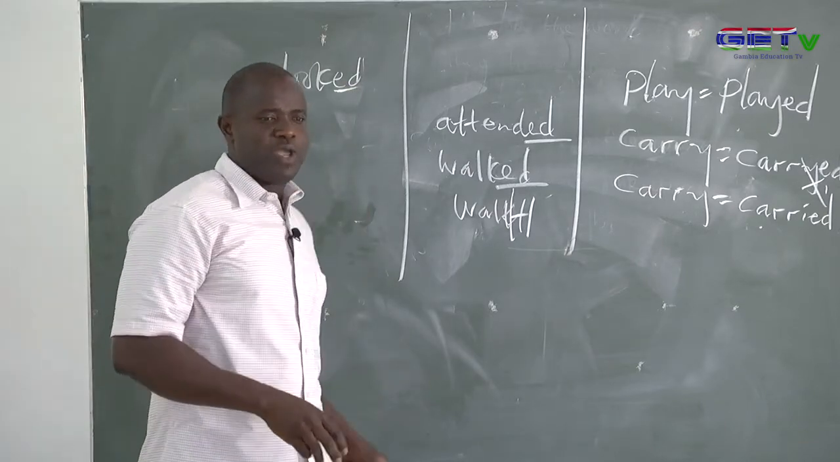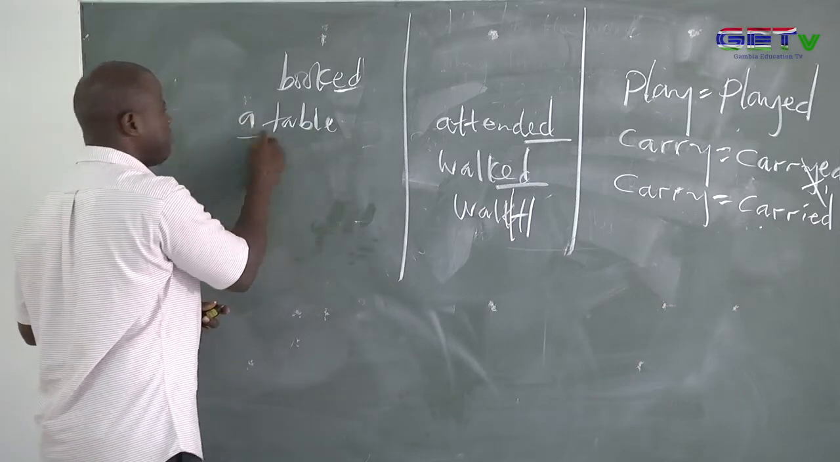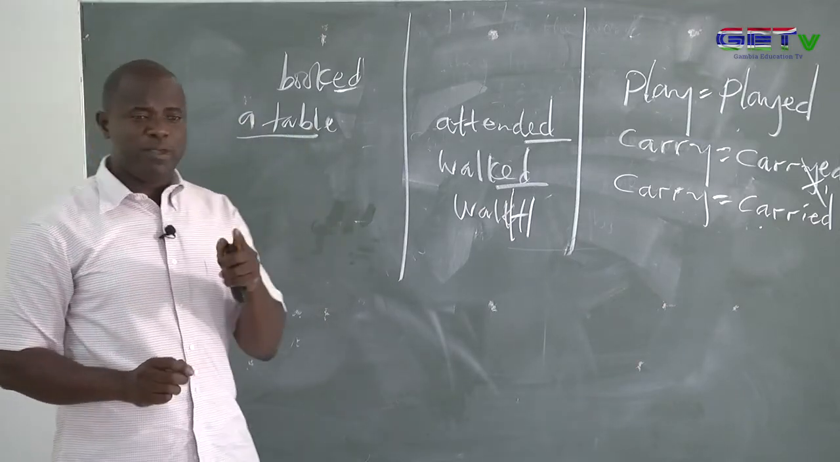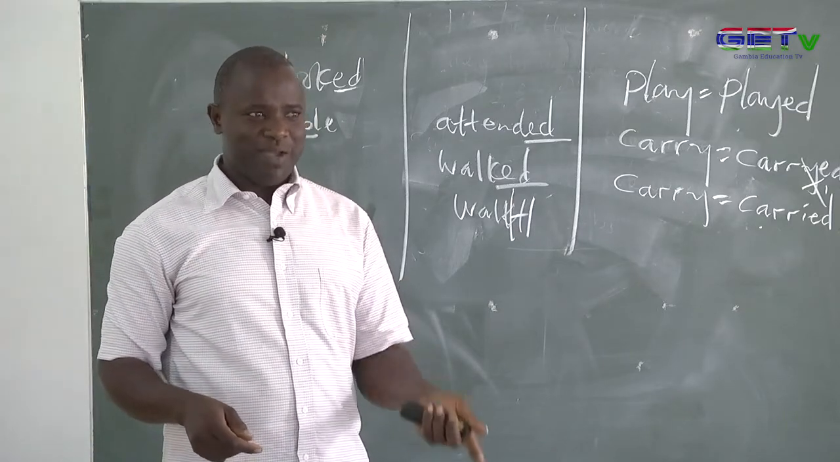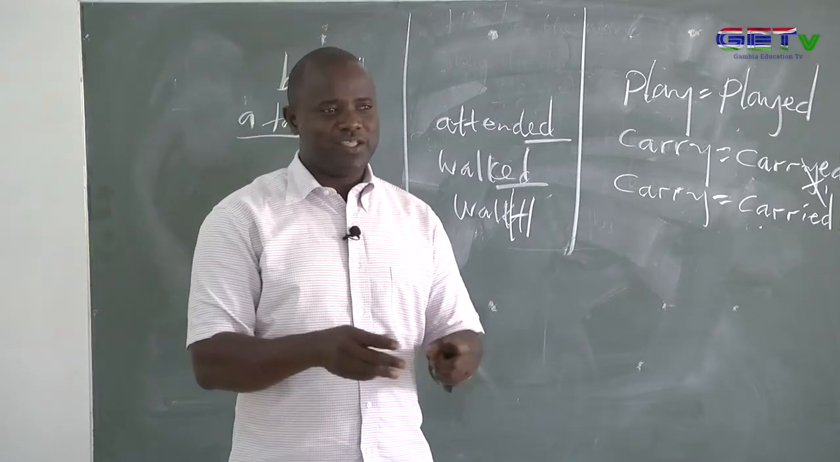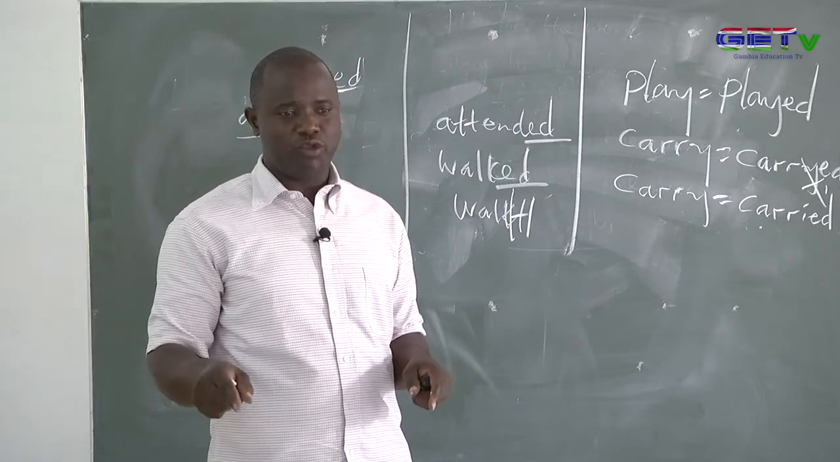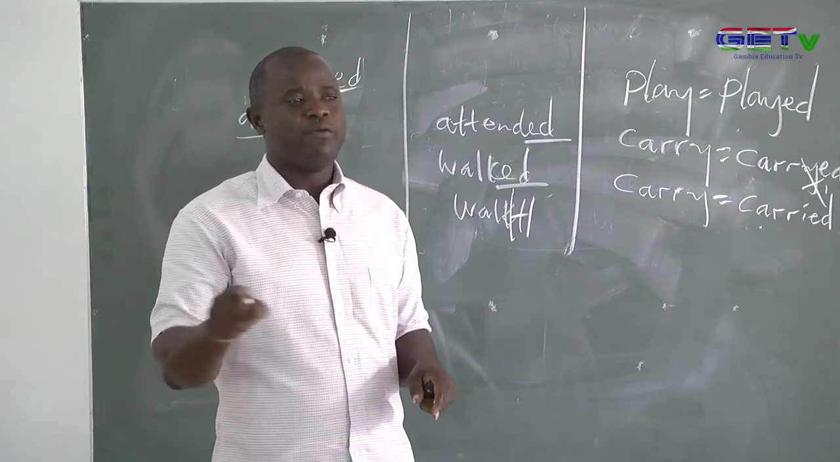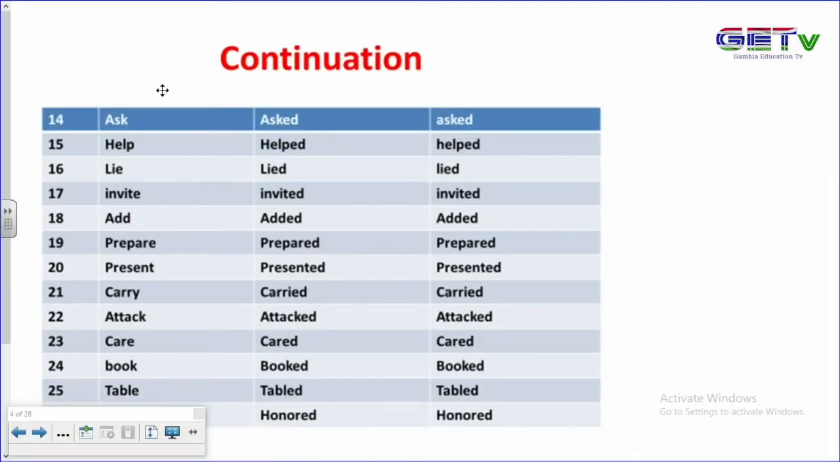So we move on. We have table, tabled, tabled. Now, table could also be a noun. We said a table is a noun, but it can also be used as a verb. The minister tabled the motion before the parliamentarians. So in that case, table is a verb, and the past tense takes ed, and the past participle takes also ed. He has tabled the motion before the MPs. So we move on. Honor, honored, honored, etc. So in short, regular verbs form their past tense by adding d or ed.